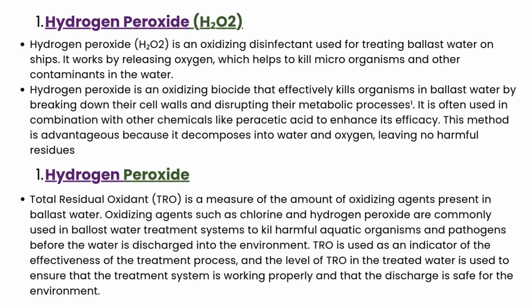Oxidizing agents such as chlorine and hydrogen peroxide are commonly used in ballast water treatment to kill harmful aquatic organisms and pathogens before the water is discharged into the environment. This TRO is used as an indicator of the effectiveness of the treatment process, and the level of TRO in the treated water is used to ensure that the treatment system is working properly and the discharge is safe for the environment.